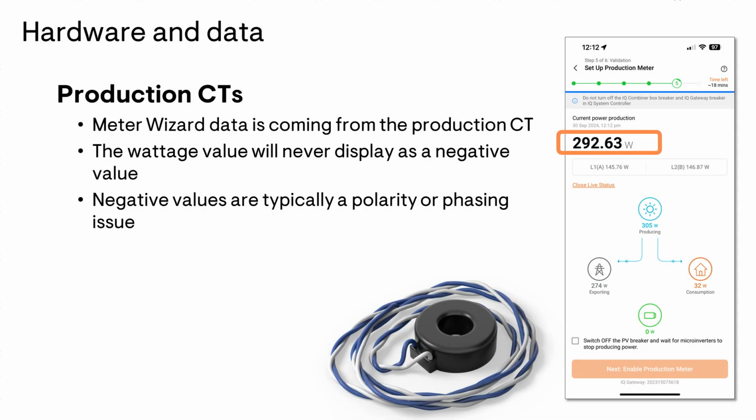When you're commissioning a system using CTs, the Installer app will display data from each of the CTs during the Meter Wizard configuration. Understanding the data on the screen and what piece of hardware is providing that data is key to the data and hardware relationship.